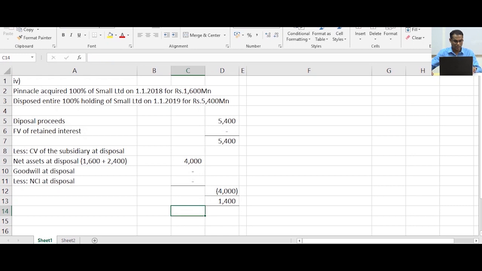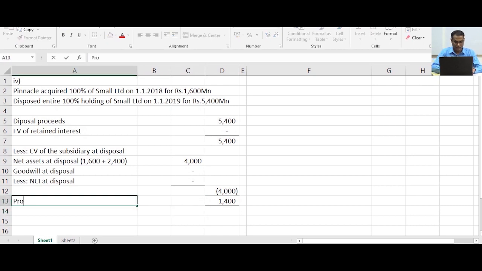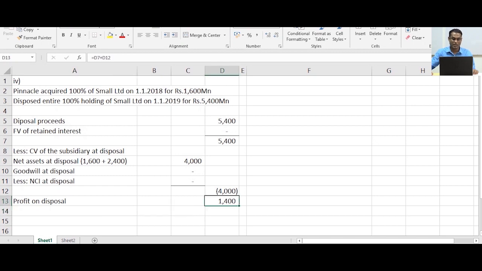This is the profit on disposal in the group accounts of Pinnacle PLC. You see, in the consolidated financial statements, disposal profit is 1,400, but in the individual financial statements, disposal profit was 3,800.